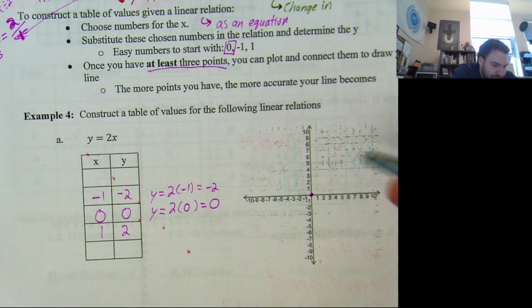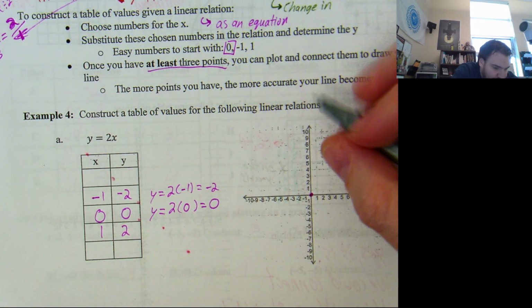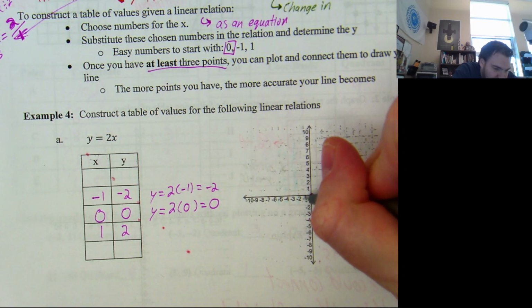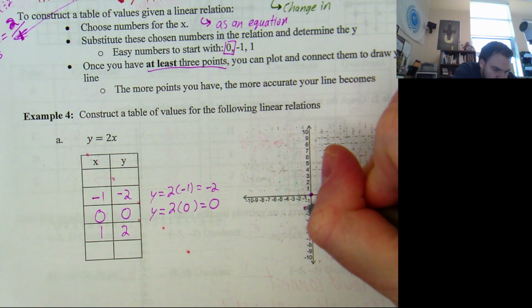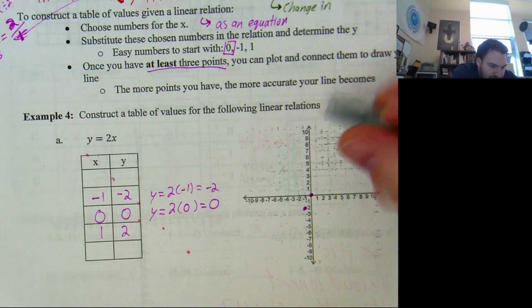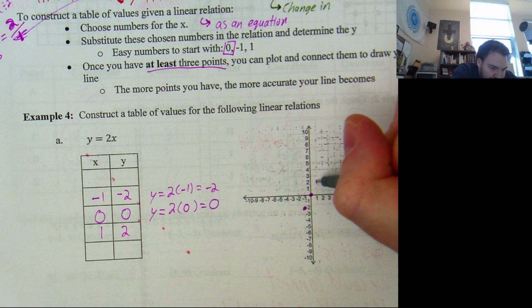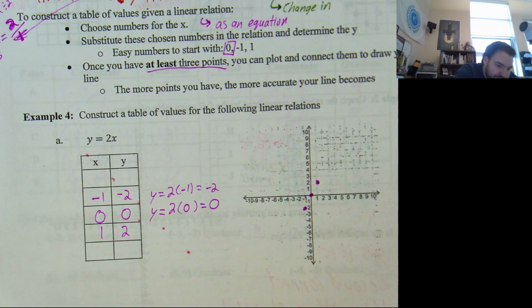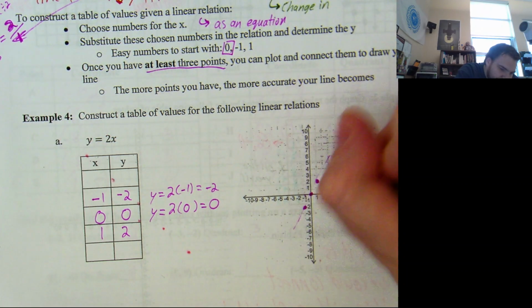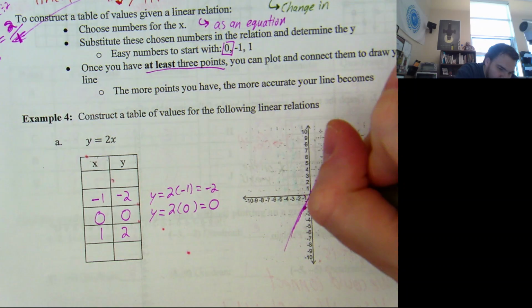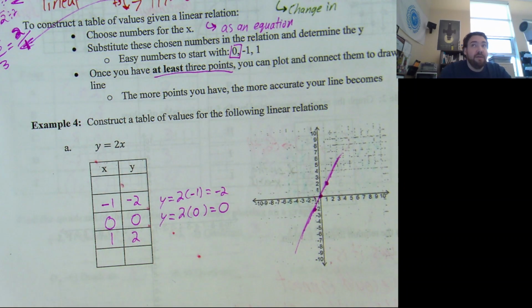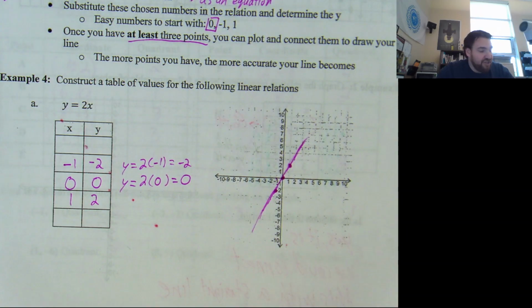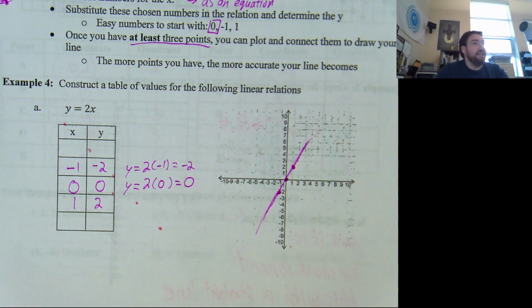Let's graph them. 0, 0 is there. -1, -2 is left 1, down 2. And then 1, 2 is to the right 1 and up 2. And does that look like a straight line to you? Yeah. That relation, this equation, represents a linear relation. There it is. I created the table of values. I created a graph. We're good to go.